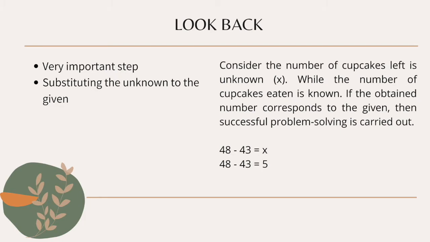Consider the number of cupcakes left is unknown, or x, while the number of cupcakes eaten is known. If the obtained number corresponds to the given, then successful problem solving is carried out. For this problem, since 48 minus 43 equals 5, then we can say that we got the right answer.